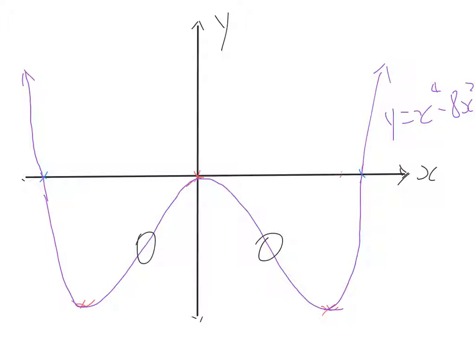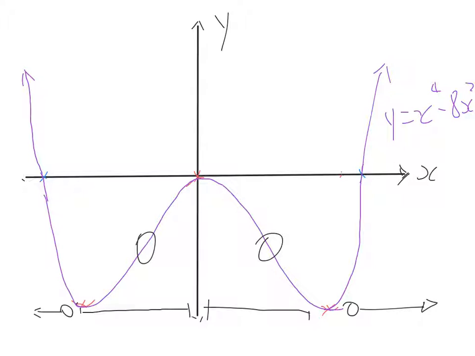It'll be increasing everywhere in here. It's increasing through here. It's decreasing through here. Of course, increasing everywhere this way, and decreasing everywhere this way. Not asked for that in the question, but that's what we've got.